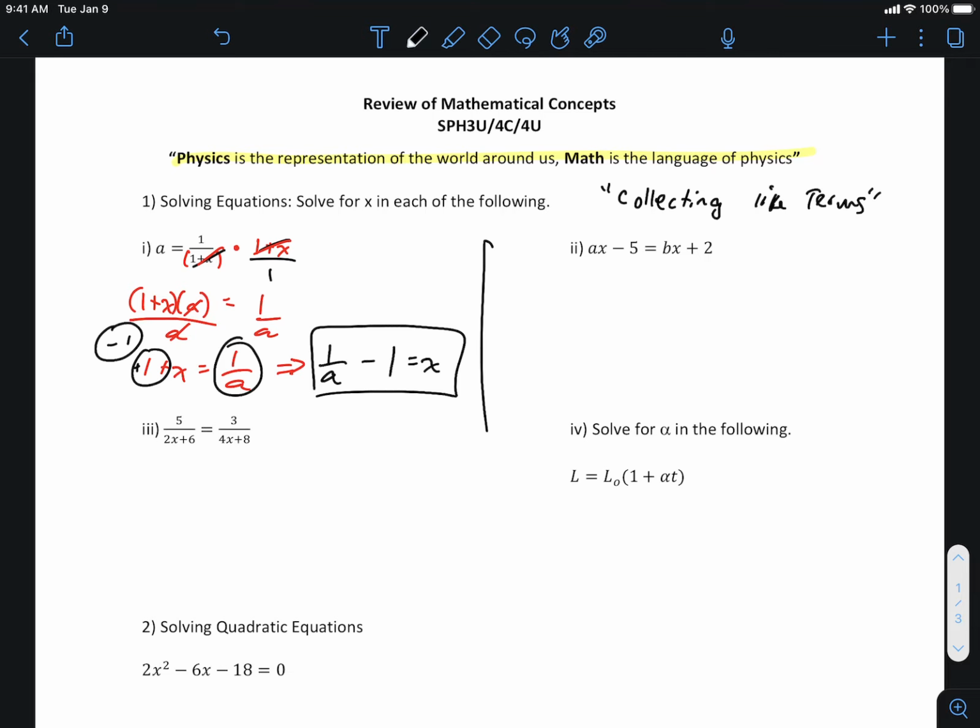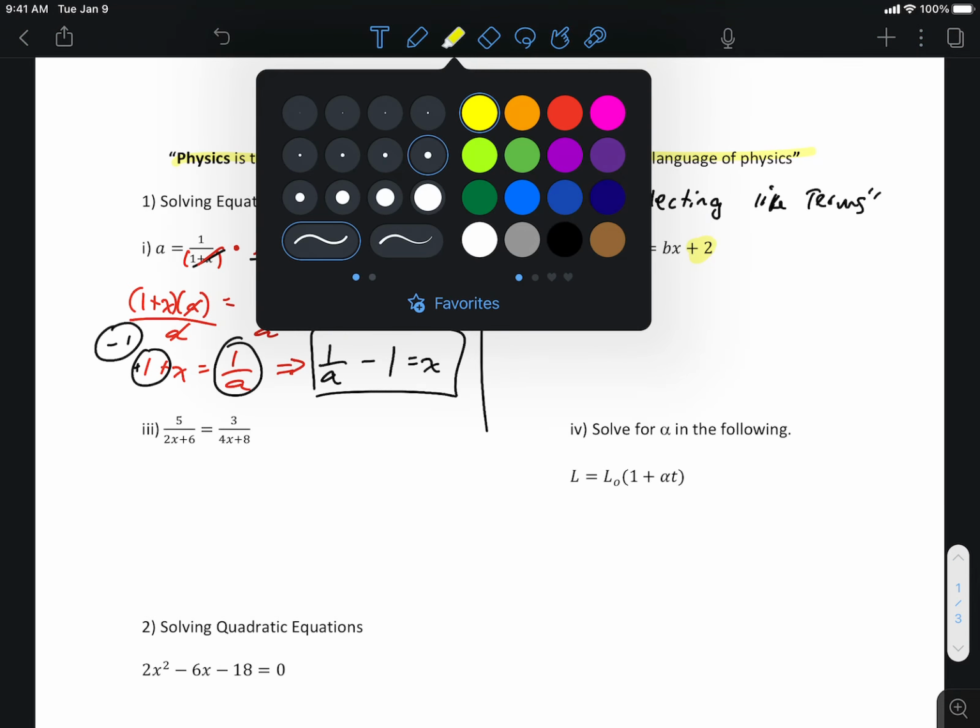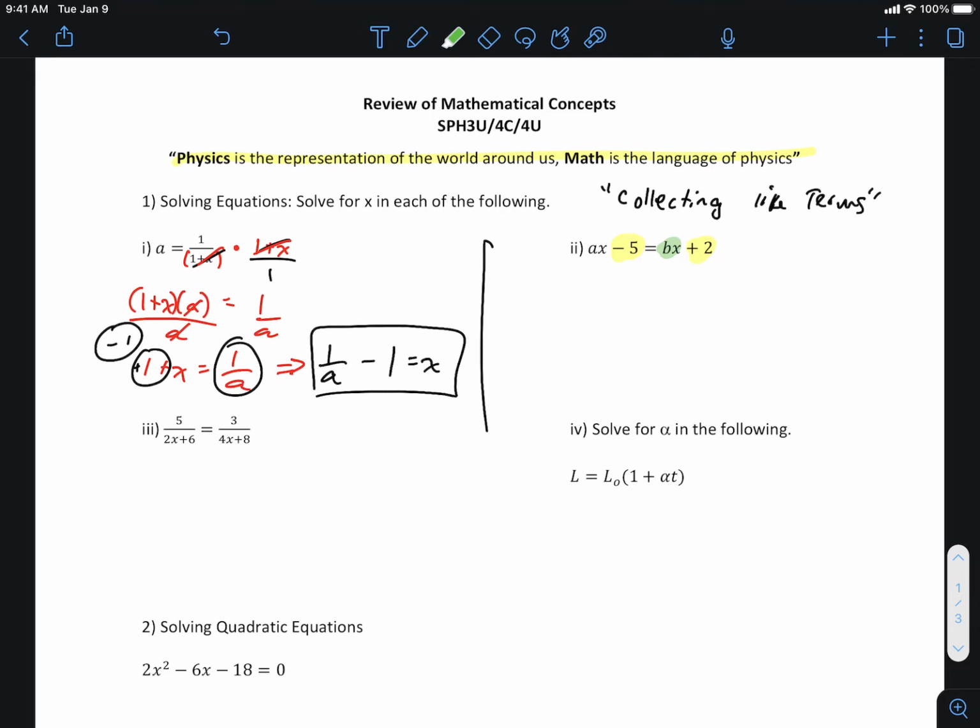And what that means is, okay, we've got some numbers, right? We'll say the numbers are yellow, and the things with x on them are green. Collecting like terms means get all the green terms on one side and all the yellow terms on the other, and then solve for x accordingly. So we're going to move pieces from one side to the other. Well, I can create a zero pair here by adding 5, and I'm going to get AX. These now are 0 because it was a zero pair, is equal to BX plus 2 plus 5.